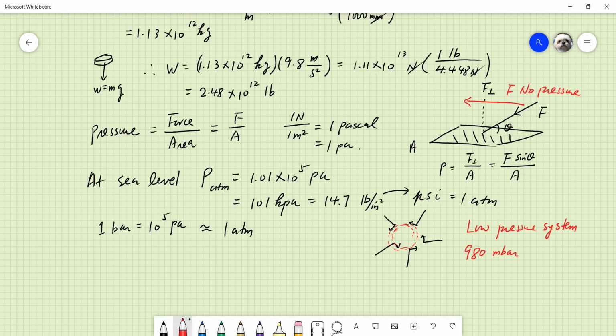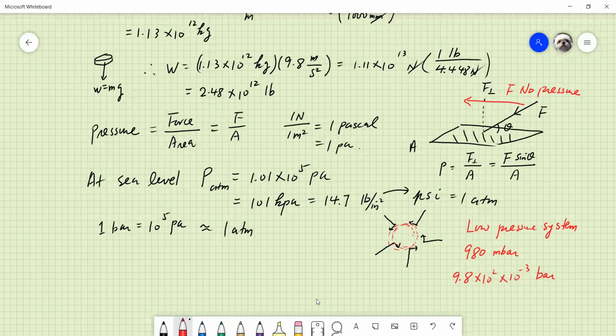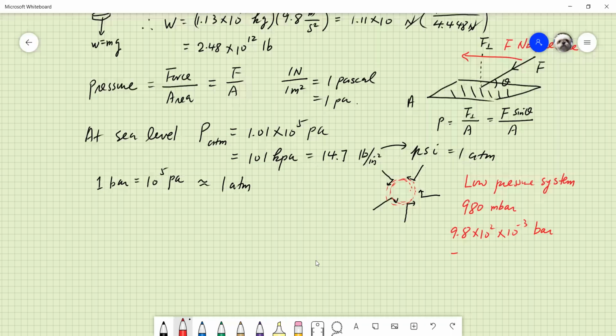Now, what does that mean? You can calculate that from here, right? 980 millibar will be what? 9.8 times 10 to the 2 times 10 to the minus 3. Milli means 10 to the negative 3, like millimeter, right? So therefore, that one is 0.98 bar, right?